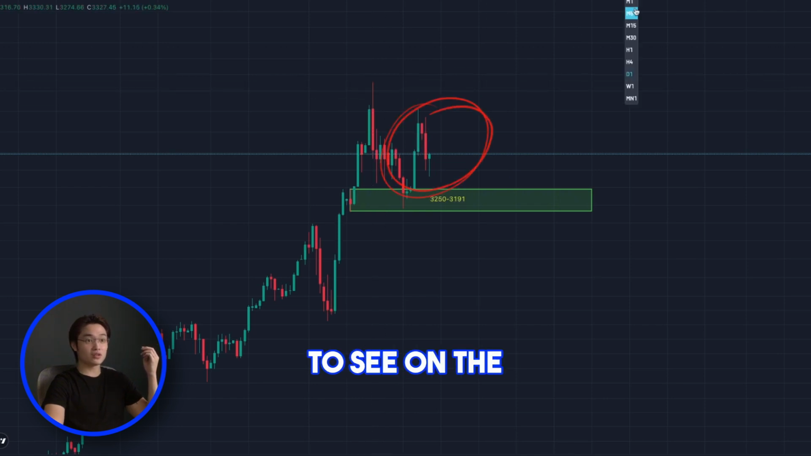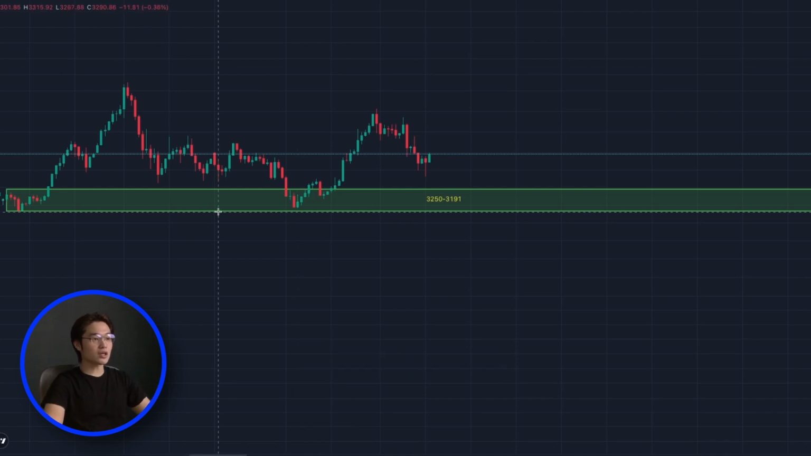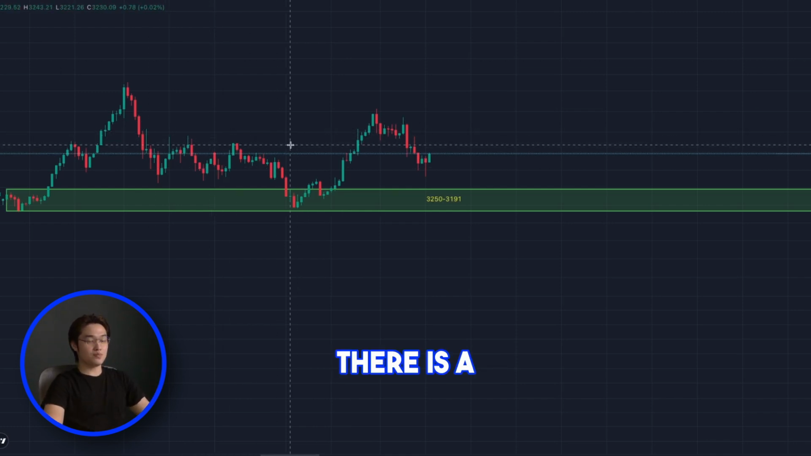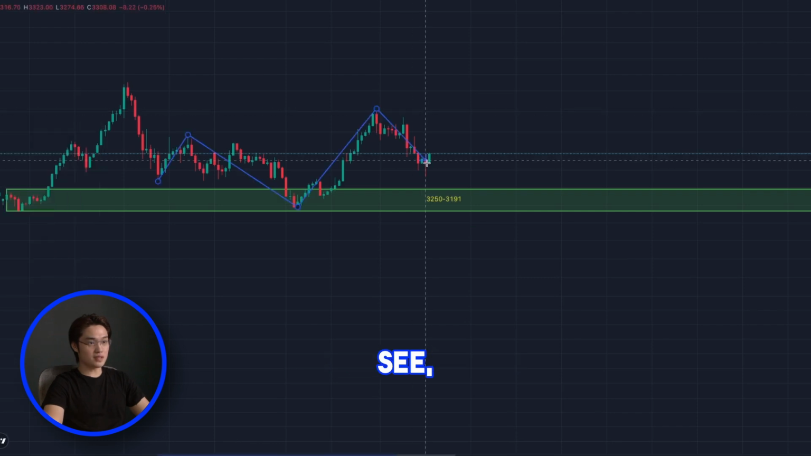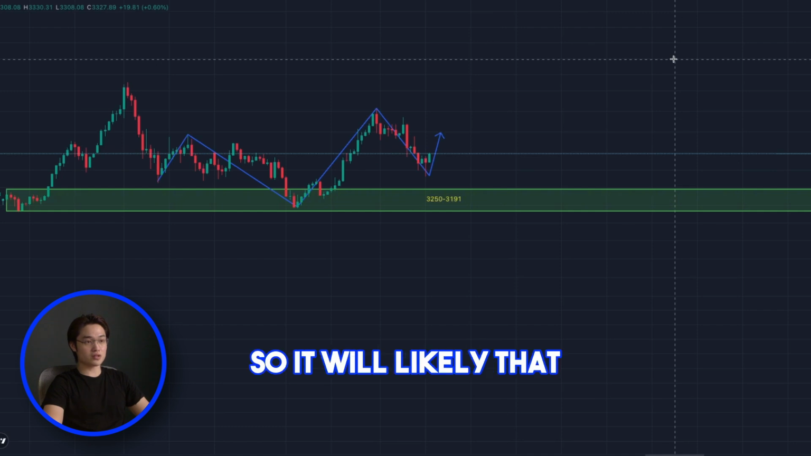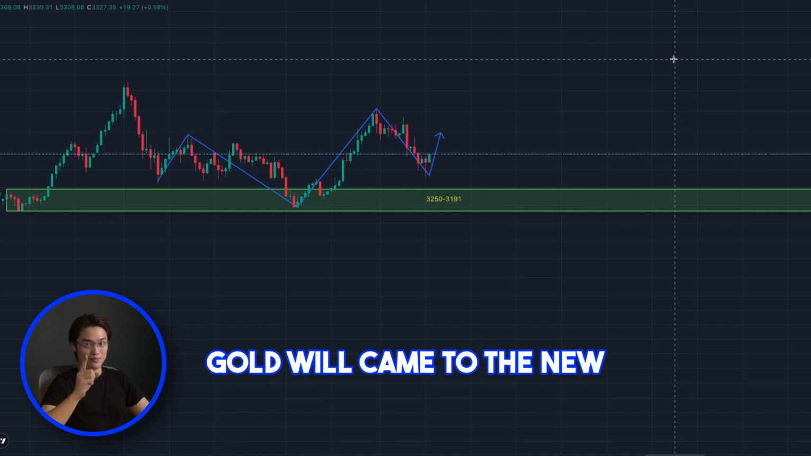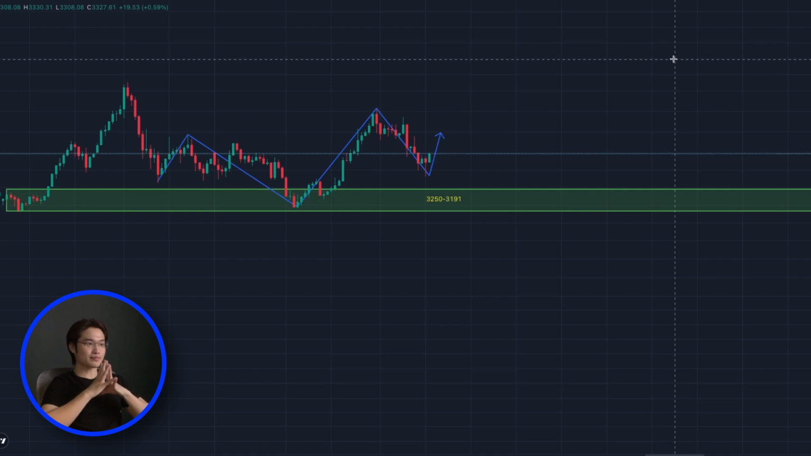If you want to see the 4-hour chart, look here. In the 4-hour chart, there is a break. There is a change of character. See? Let me mark this out for you. See? There is a change of character on the 4-hour chart. So it is likely that gold comes to a new all-time high. That's good news for us who own gold.